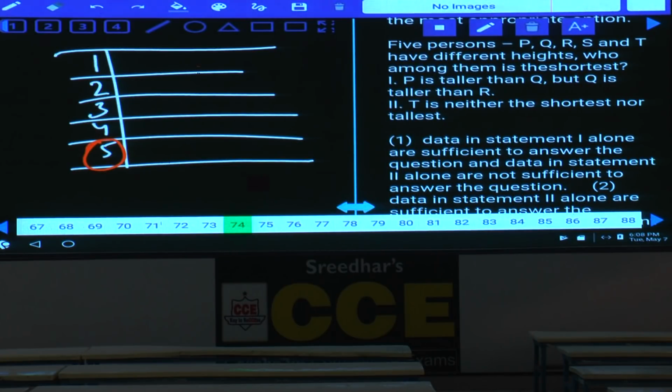P is taller than Q, and Q is taller than R. And Q is taller than whom? Q is taller than R. Hence, with the help of the first information, P and Q cannot be the shortest. Hence, either R, S or T can be the shortest. There are 3 different possibilities.